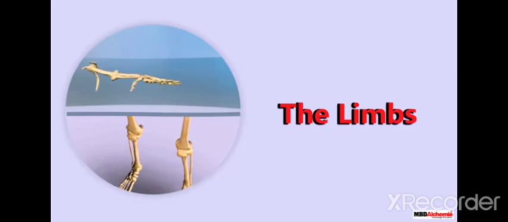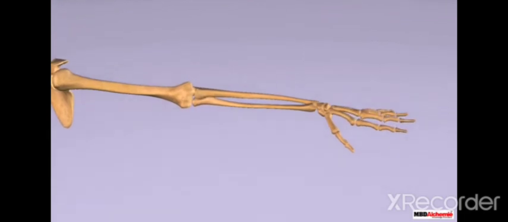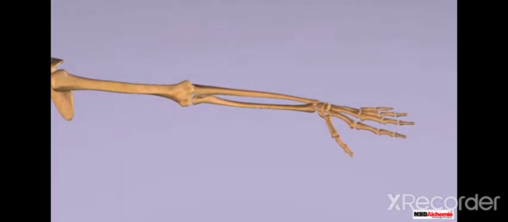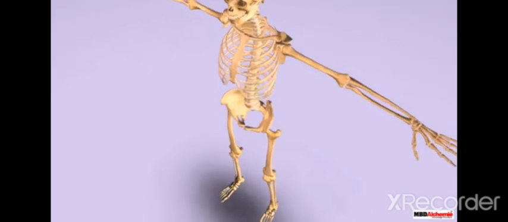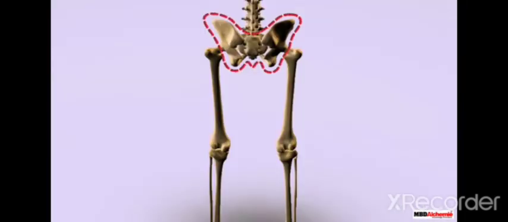The limbs. In this picture, you can see forelimbs as well as hind limbs. Forelimbs are modified into hands. It has collarbone as well as shoulder bone. Hind limbs are modified into legs, which helps in the movement.